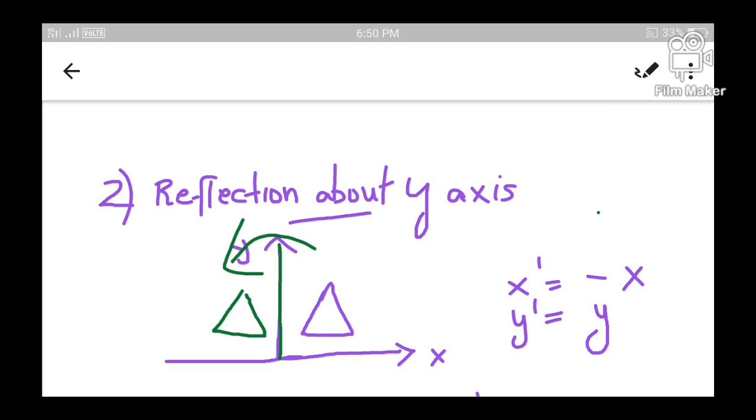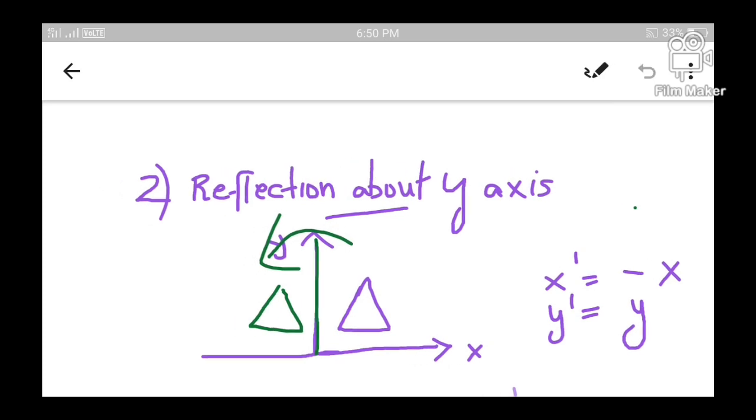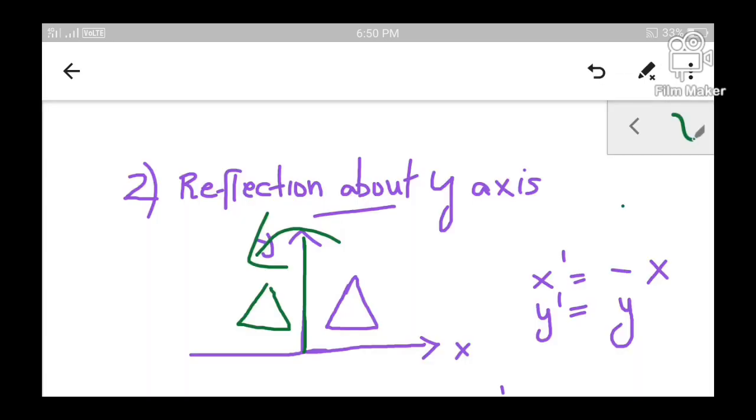But what about the x values? Before reflection, all the points in the object had a positive x, but after reflection, all the points in the reflected image will have a negative x. What is the peculiarity of x values? Before reflection, all the values were positive, but after reflection, all the points will have a negative x value. But there is no change in the y values of both these images. That means even before reflection and after reflection, the y values of the objects will be the same.